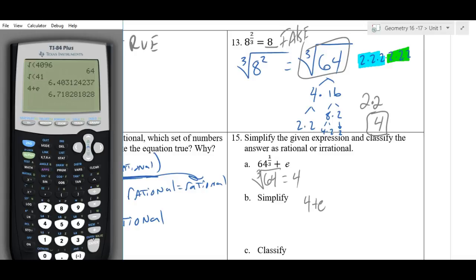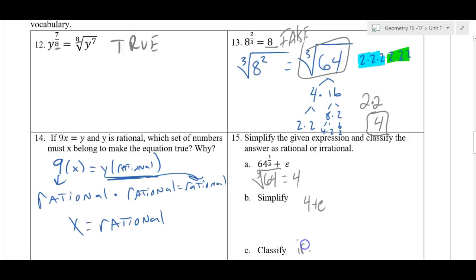So what we're going to say then, if we're going to classify our solution, is that the solution is an irrational solution. Because e is irrational, 4 is rational. Rational plus irrational is irrational.